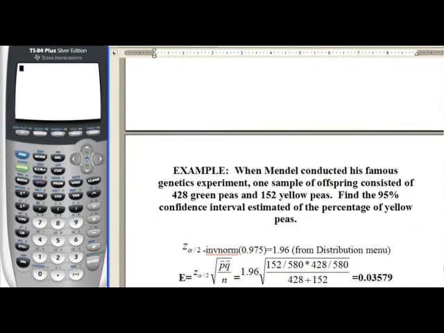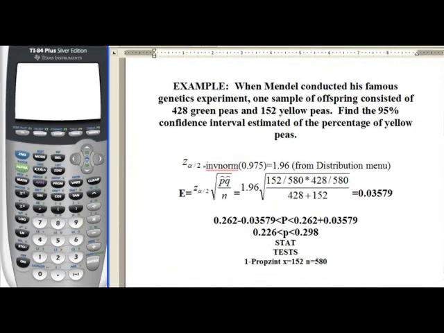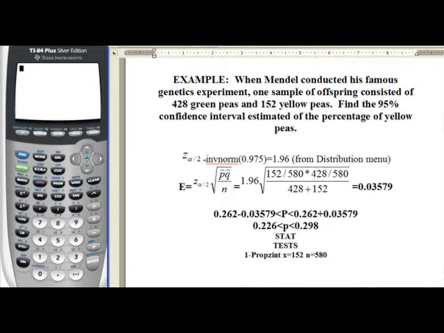Now, if we want to do an example, we will have to use that formula, and we'll need to use some tables, and I'll show you some shortcuts for your TI-83 or 84. The first example is when Mendel conducted his famous genetics experiment. One sample of offspring consisted of 428 green peas and 152 yellow peas. So we are talking about two different types. Find the 95% confidence interval estimate of the percentage of yellow peas.